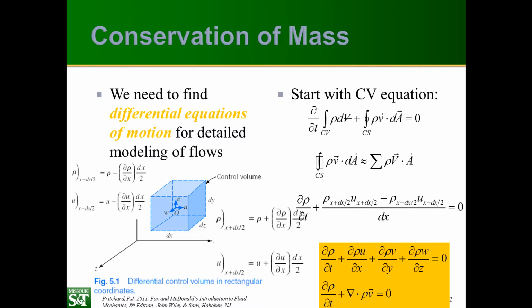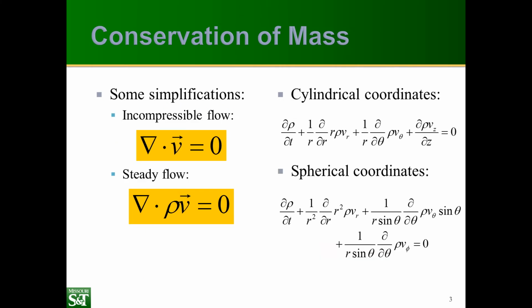Now, this is a useful equation. It's a very important equation. However, when we're solving problems, oftentimes we want to simplify it. So we have a few simplifications. The first one is incompressible flow. For an incompressible flow, the density is constant. So d rho/dt is 0, and density can be removed from the gradient. So we end up with this very simple equation, which is del dot v equals 0. So du/dx plus dv/dy plus dw/dz is equal to 0. It gives us a way to relate all of the different components of the velocity to each other.